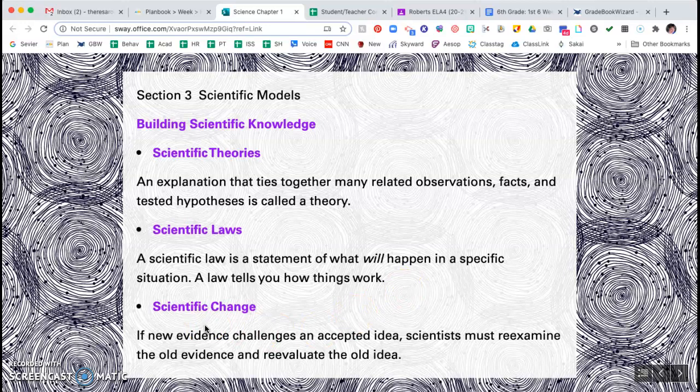Every now and then, things in science change. So if you have new evidence that challenges an accepted idea, that leads scientists to back up and re-examine the old evidence and reevaluate that old idea. And there are things constantly changing in science.